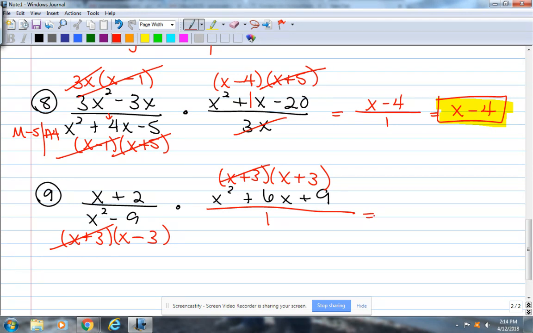So on top, I'm left with x plus 2 and x plus 3. Make sure you write them in parentheses to keep them separate. And on bottom, what's left? x minus 3. Does an x plus 3 cancel with an x minus 3? No, it does not.